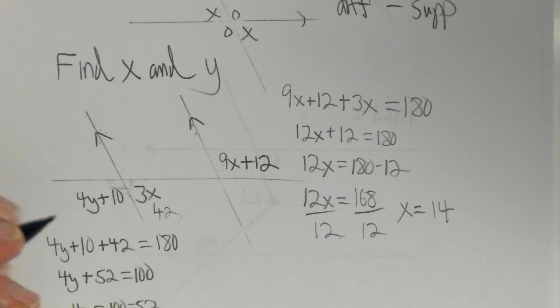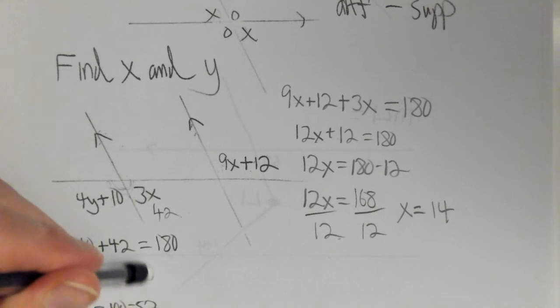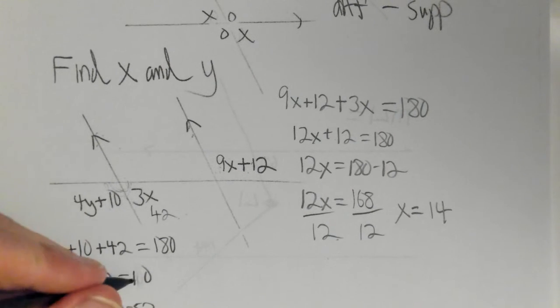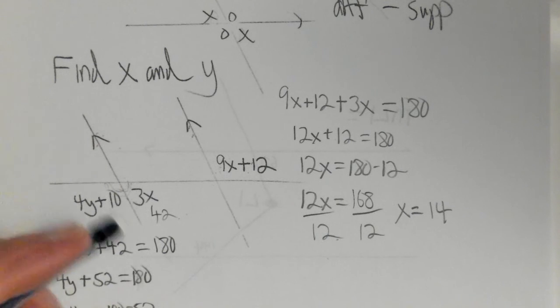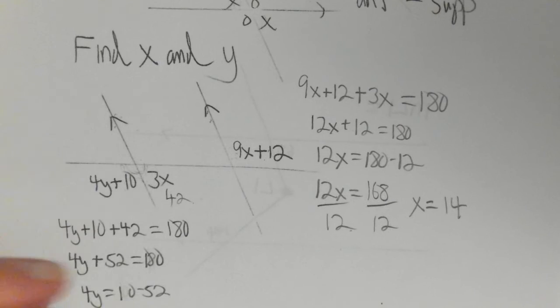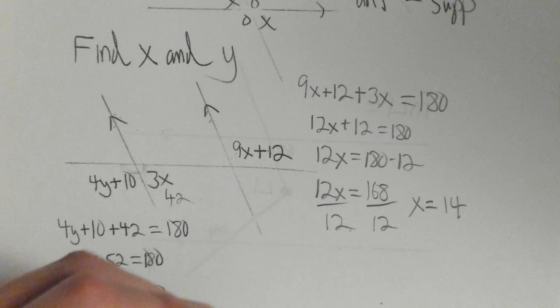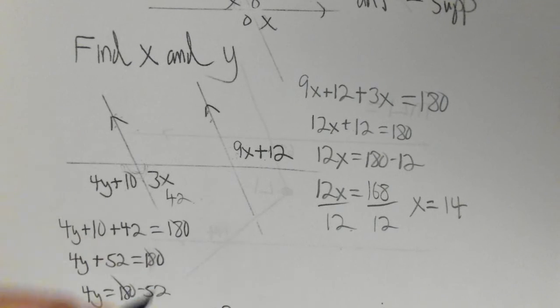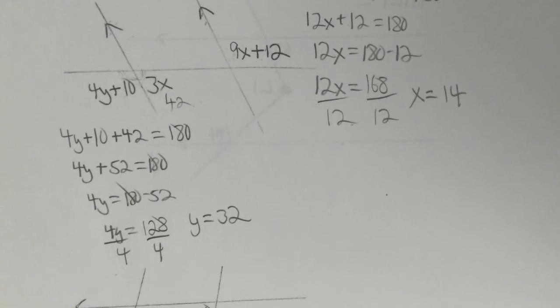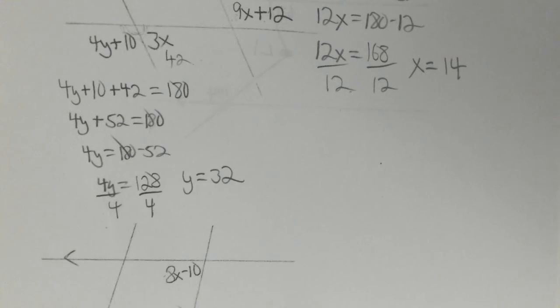Oops, this is 180 by the way. I wrote that wrong. Let me switch that. 180 here. Correct that. And 180 minus 52 is 128. Let's divide by 4, and my y is going to be 32. So there are my two answers: x equals 14, y equals 32.